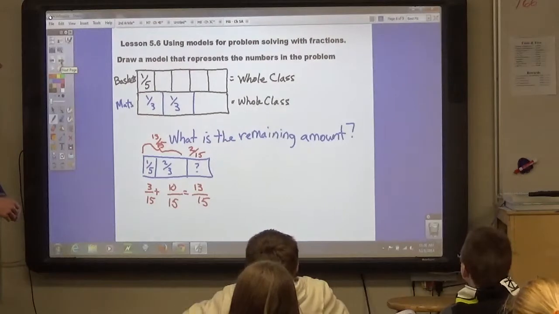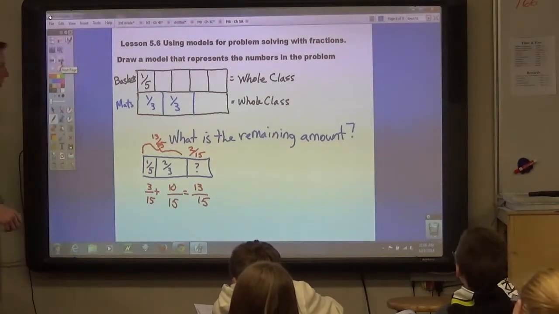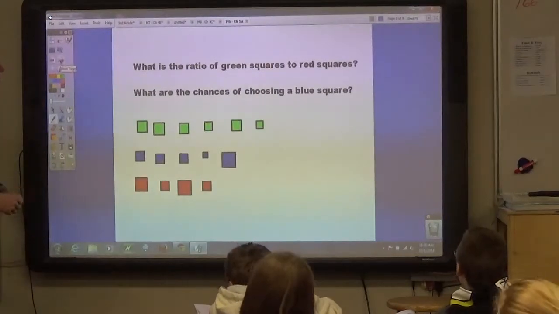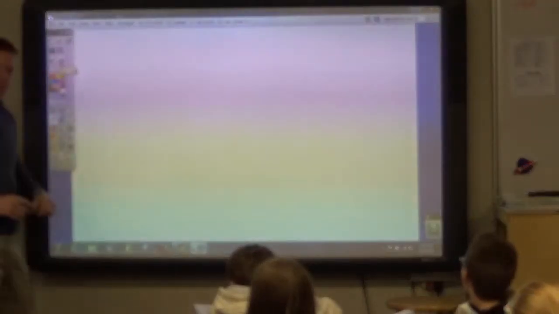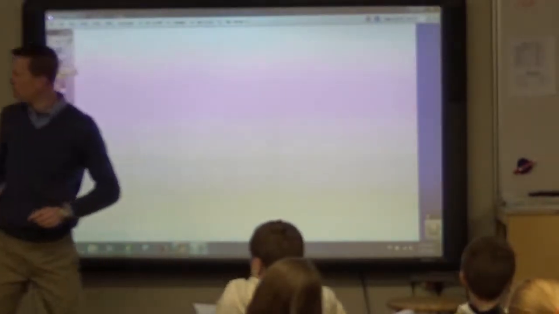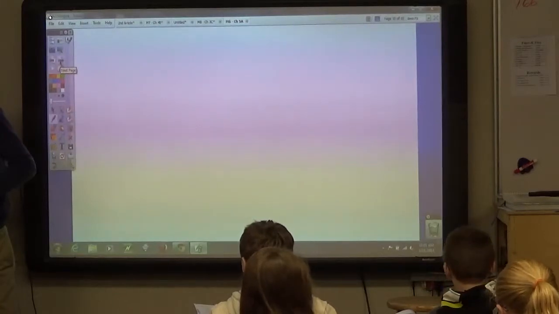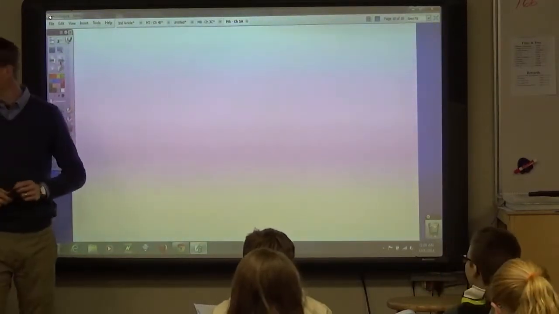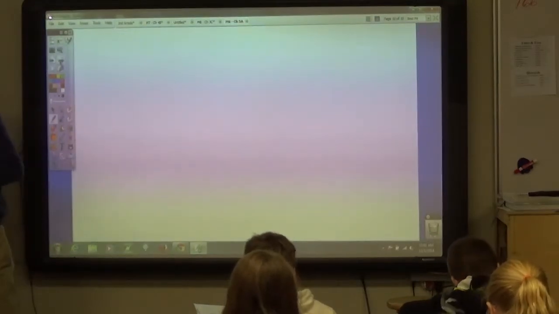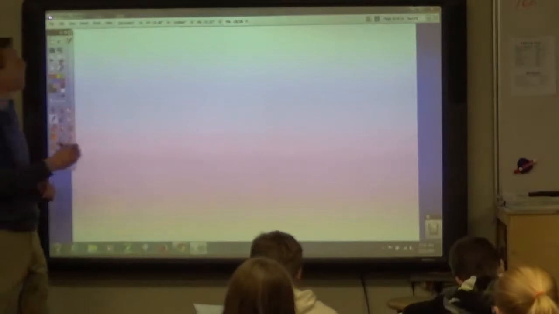So we talked about using models and problem solving, and talked a little bit about ratios, and then today is just practice. So, page 156. There are a couple of examples in there for you. Start with the first example.